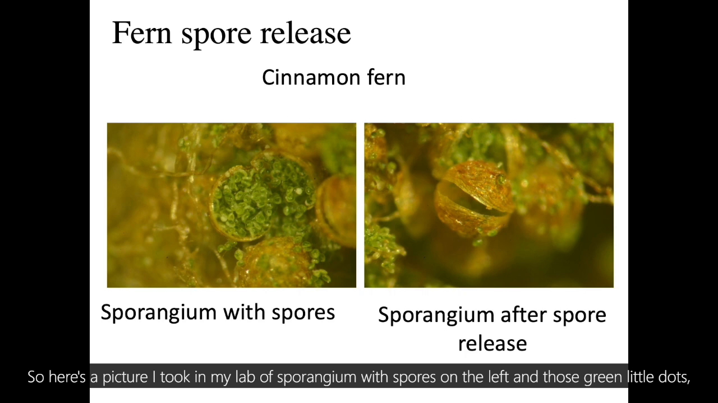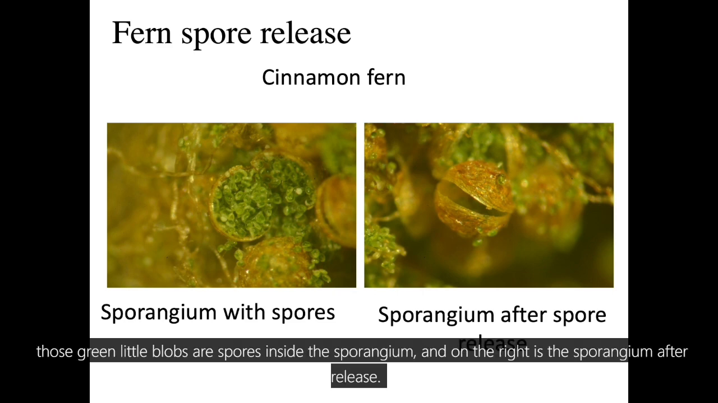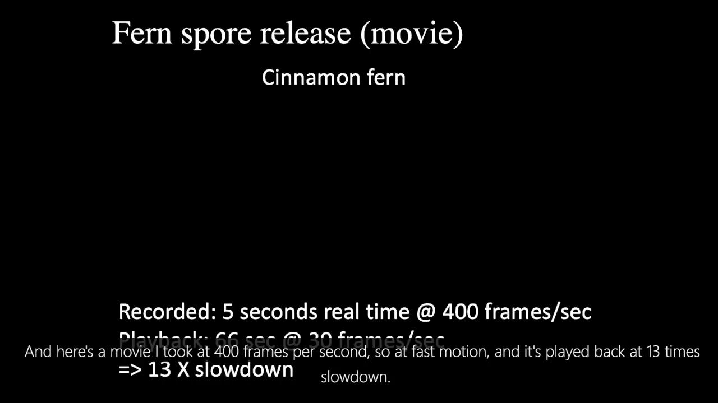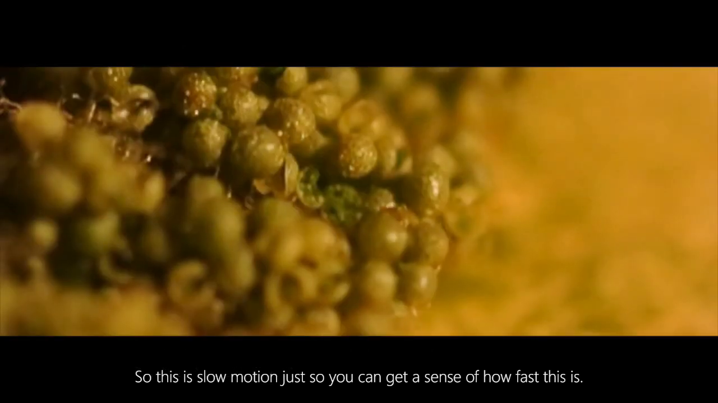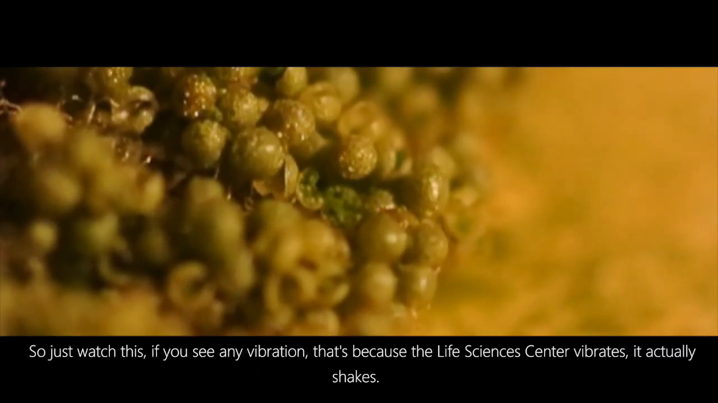So here's a picture I took in my lab of a sporangium with spores on the left, and those green little dots, those green little blobs, are spores inside the sporangium, and on the right is the sporangium after release. And here's a movie I took at 400 frames per second, so at fast motion, and it's played back at 13 times slowed down, so this is slow motion, just so you can get a sense of how fast this is. So just watch this.